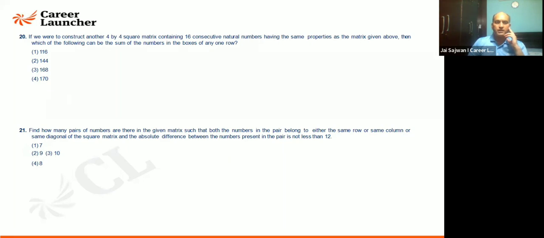If we were to construct another 4x4 matrix containing 16 consecutive natural numbers having the same property as the matrix given above, then which of the following can be the sum of the numbers in the boxes of any one row? Now, the numbers can start from any number. Say A plus 1, A plus 2, A plus 3, till A plus 15. These are the 16 consecutive numbers.